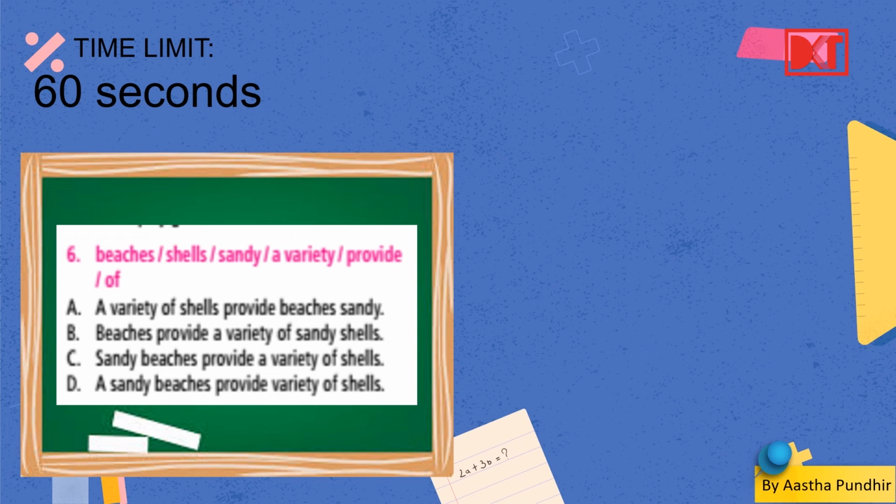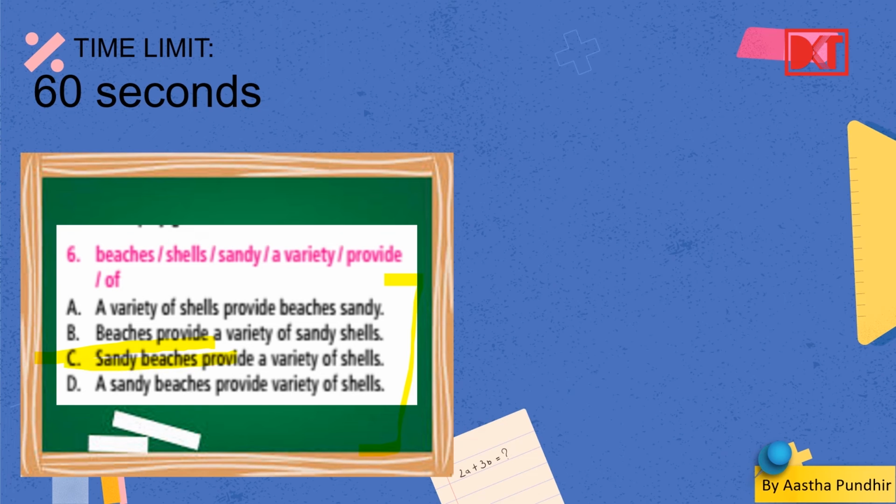Okay, here we have: beaches, shells, sandy, a variety, provide, of. Now here the subject could start with beaches also, a variety also. Let's just read the options. A variety of shells provide beaches sandy. Beaches provide a variety of sandy shells. Sandy beaches provide a variety of shells. A sandy beaches provide a variety of shells.